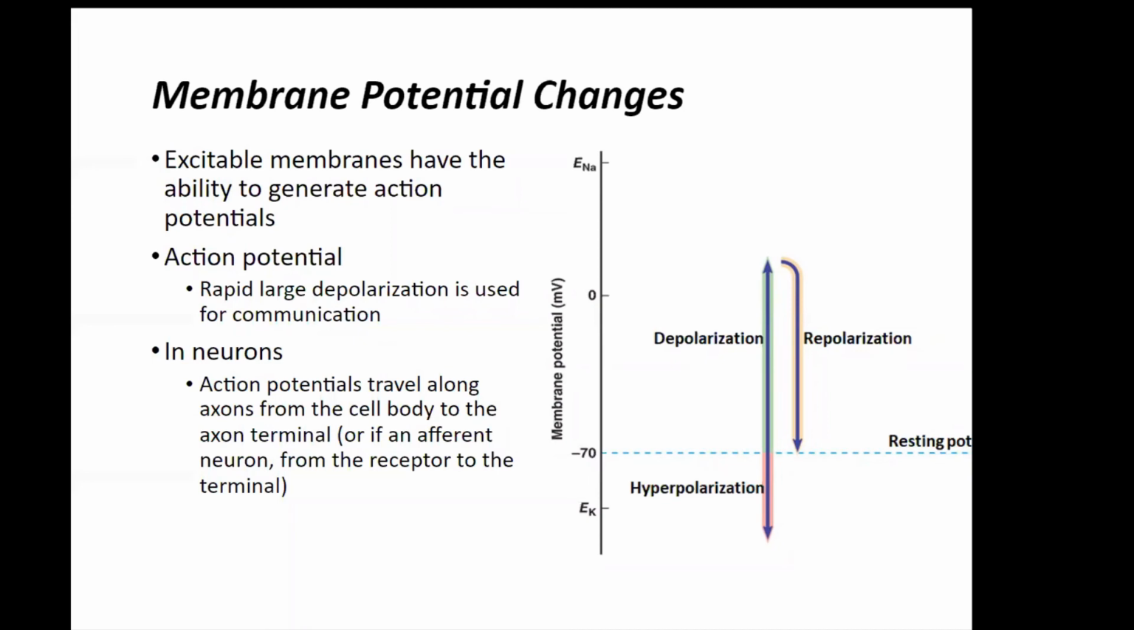And eventually it'll get to the axon terminal, the termination of the axon, just the end of the axon, which is where we'll see it releasing neurotransmitters and doing its communication action. So we'll get into that when we start to talk about synapses.